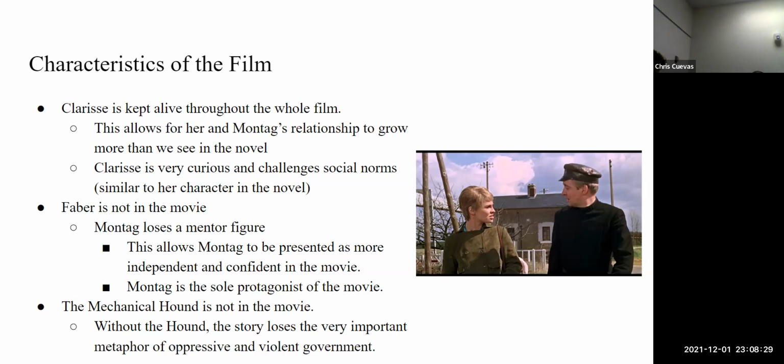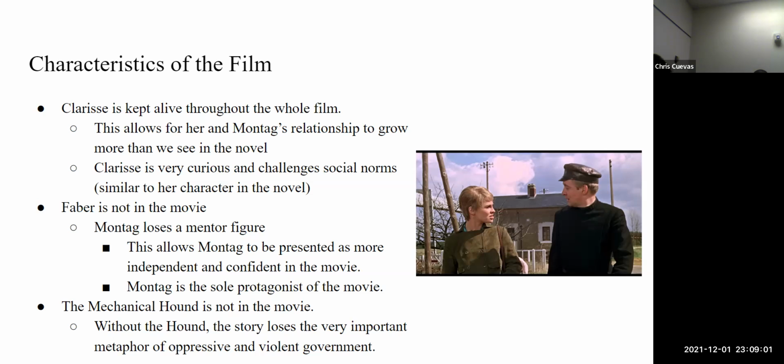They become closer, and they also get kind of this romantic tension that wasn't there in the novel due to Clarice not having as big of an influence on Montag because she dies relatively early on. And Clarice's character kind of stays the same across the film and the book. She's very curious and challenges social norms in both works. Another difference between the two is that Faber is not in the movie.